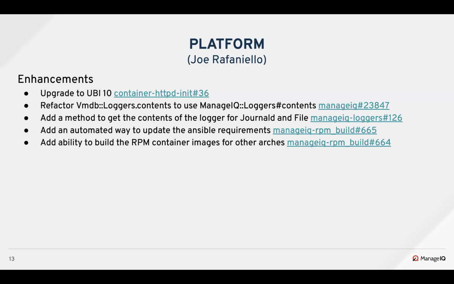Thanks, Adam. For platform enhancements this sprint, Brandon upgraded to UBI 10 in the container HTTPD init. Adam refactored the VMDB loggers contents to use the ManageIQ loggers contents in core. He also added a method to get the contents of the logger for both journald and file types in ManageIQ loggers. Jason added an automated way to update the Ansible requirements and the ability to build RPM container images for other architectures in RPM build. Next slide.